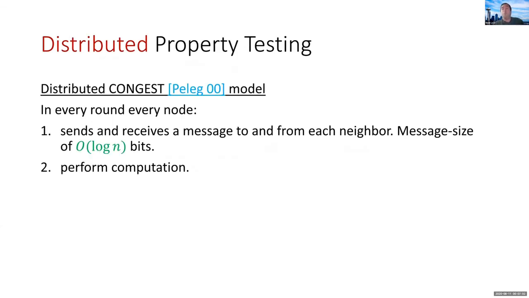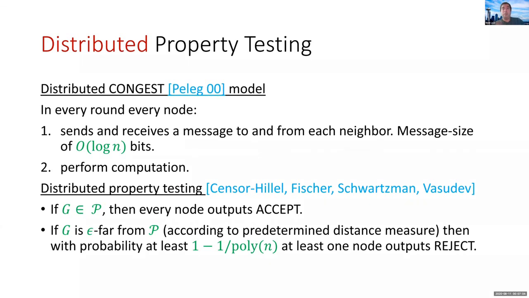So what is distributed property testing then? In distributed property testing, if the graph, which is the network again, has the property P, then every node in the network should output accept. On the other hand, if G is epsilon far from having the property P, then with probability at least 1 minus 1 over poly(n), at least one node should output reject. Okay, so this is the main difference. We have a network here, and the network should decide if the network itself has a property or whether it's far from having the property.